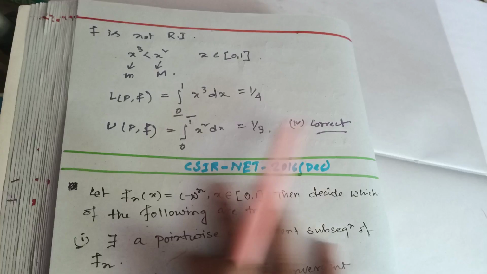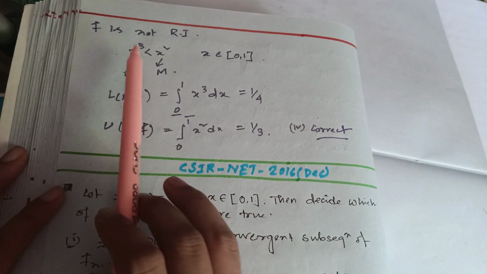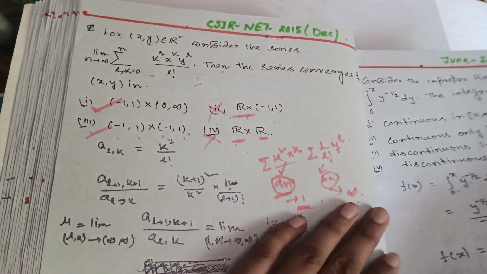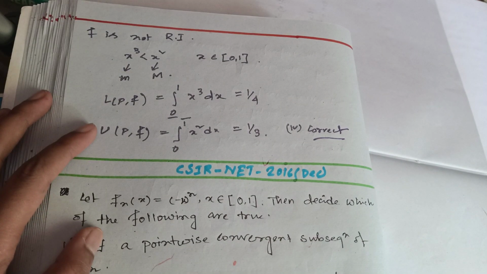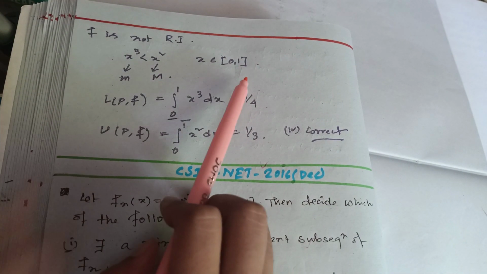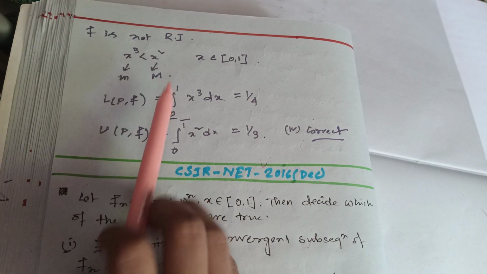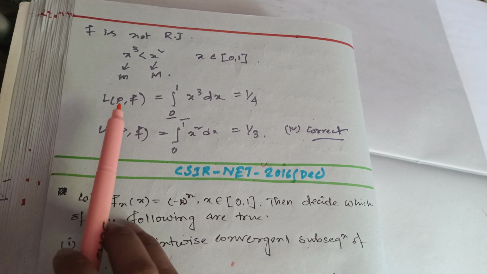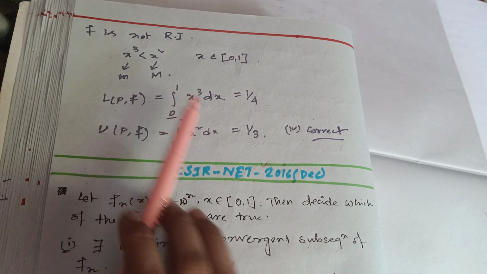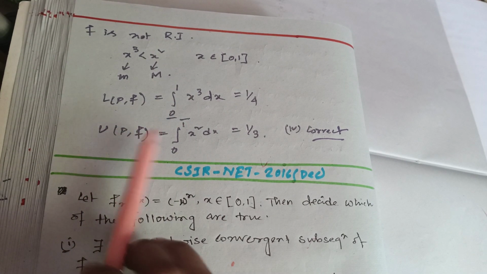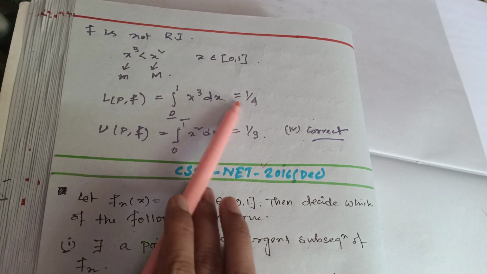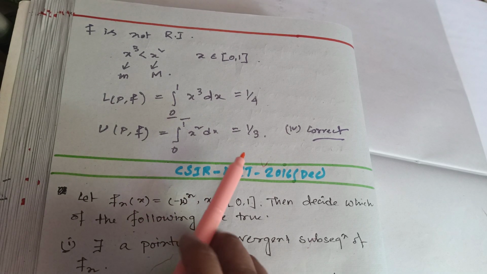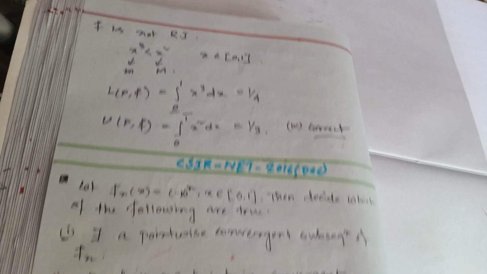Here x³ is for x rational, and x² is for x irrational. So for x in [0,1], obviously x³ is the small m type and x² is the capital M type. So if we find the lower integral, that is the integral from 0 to 1 of x³ dx, and the upper integral, the integral from 0 to 1 of x² dx, we find 1/4 and 1/3. Solving this by normal integration, we get that option 4 is correct. I hope it is clear.